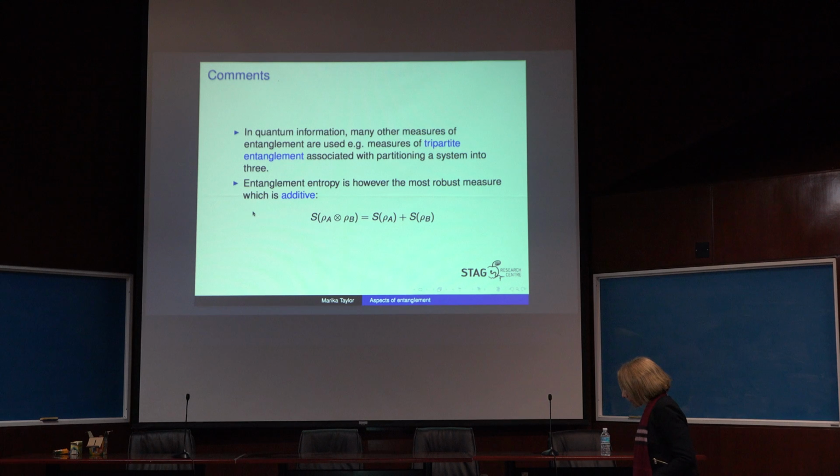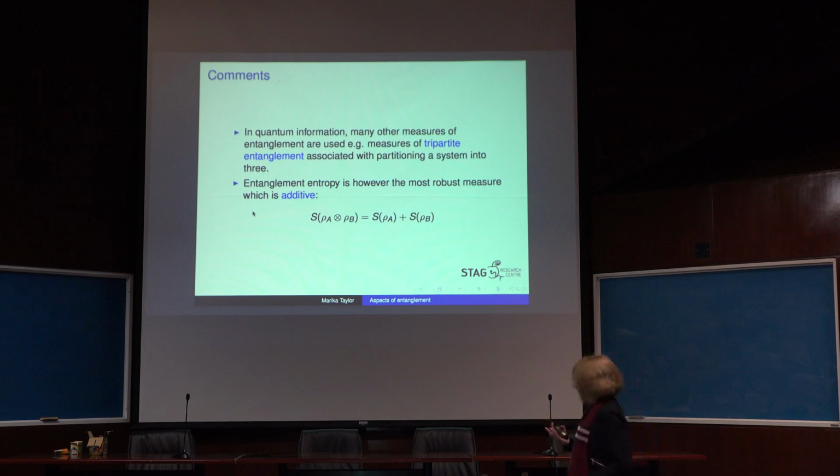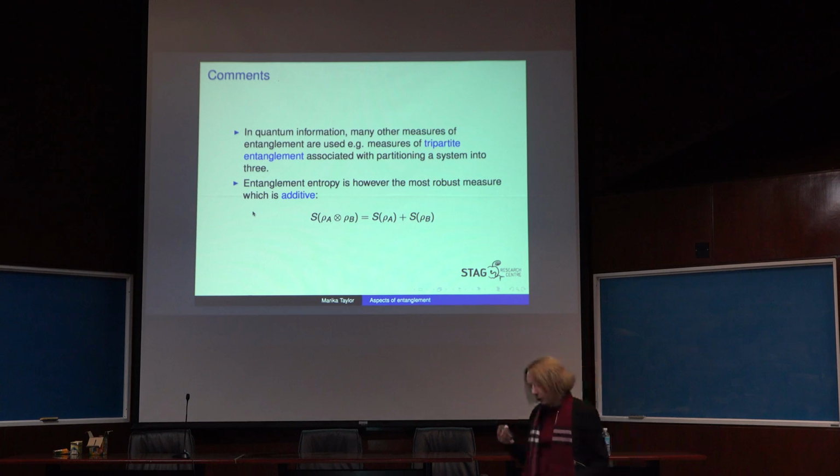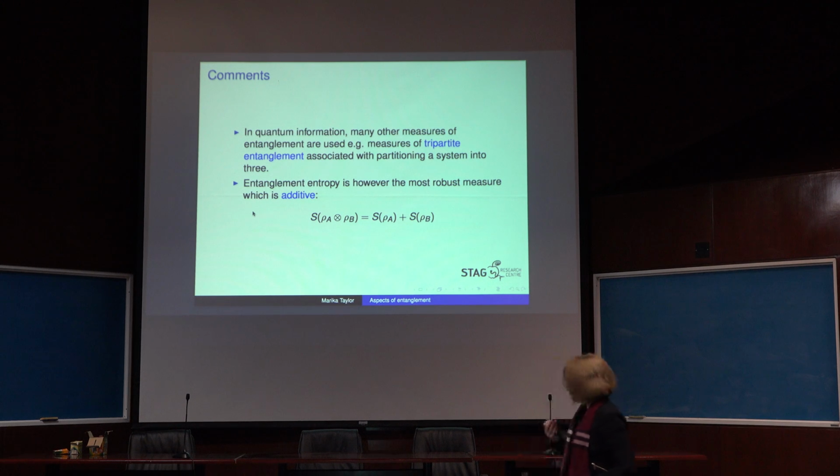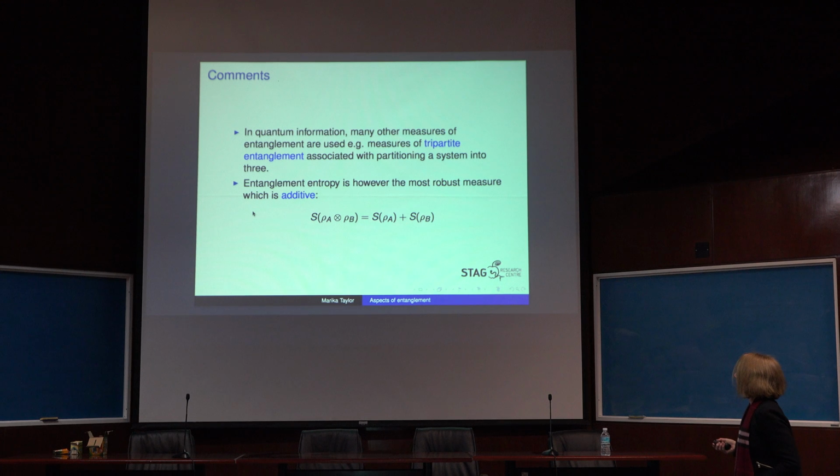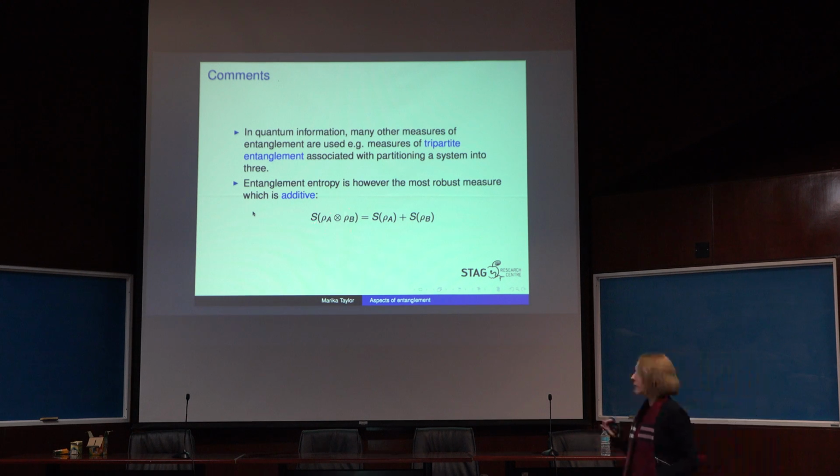Entanglement entropy, however, has some rather special features. It's really the most robust measure. Robust in the sense that if we make local unitary transformations, it is preserved. And it's a measure which is additive in a sense that's very useful for us. So in particular, if you take a density matrix which is a direct product, the entanglement entropy is just the direct sum.